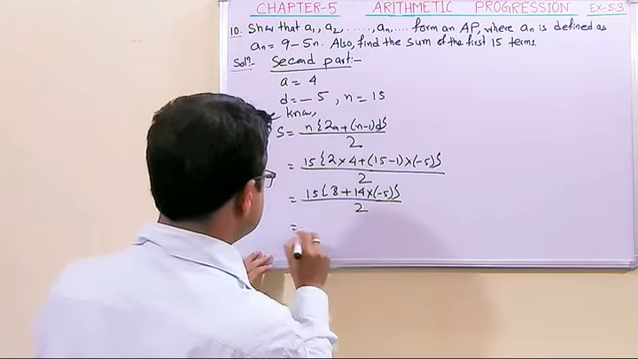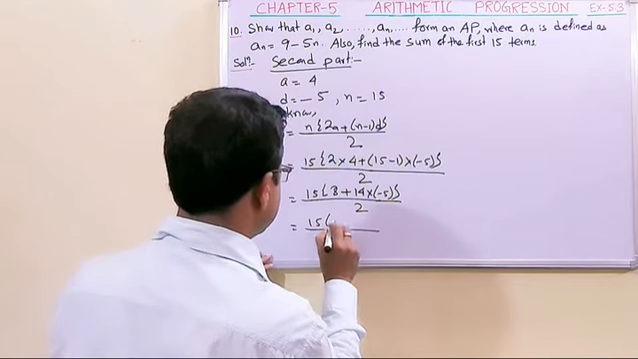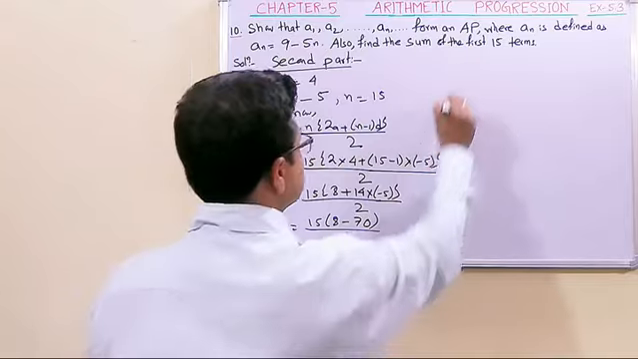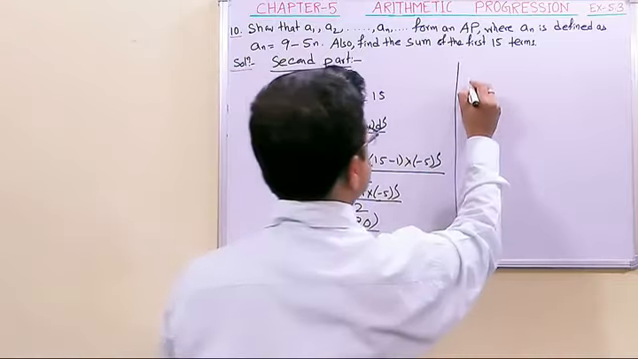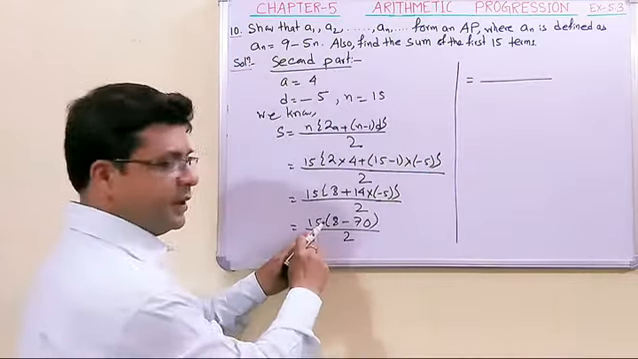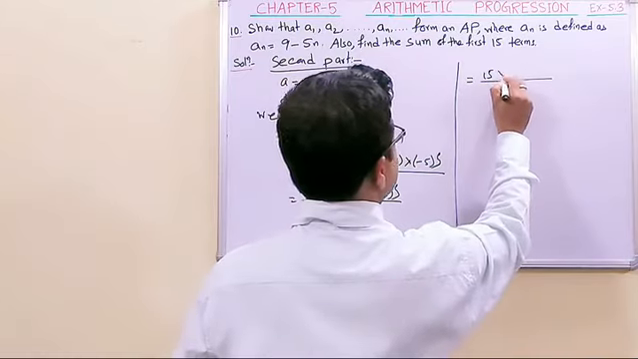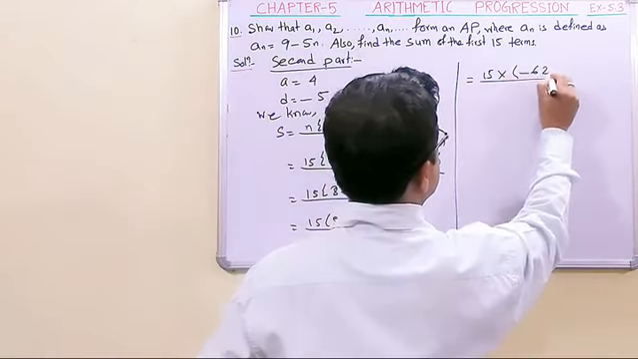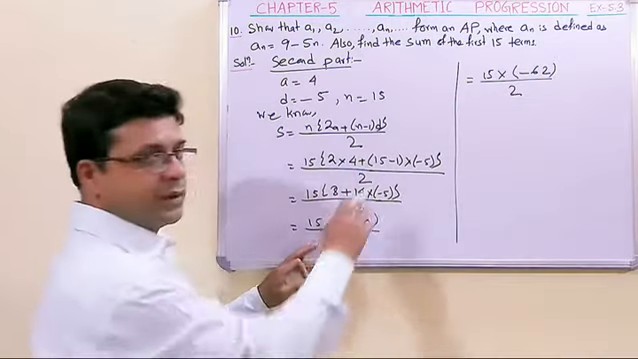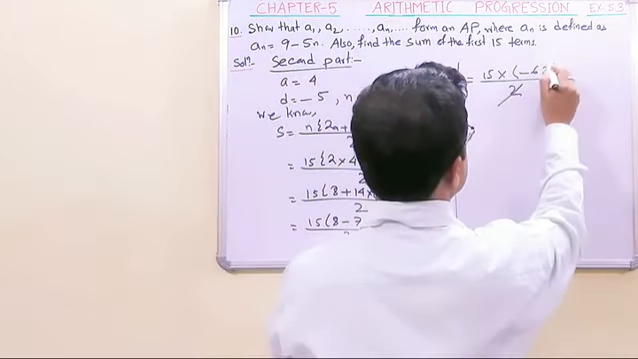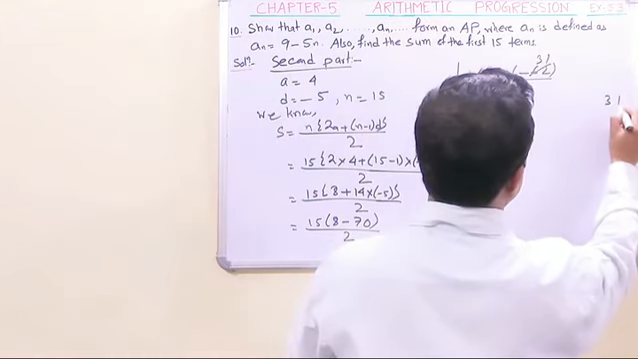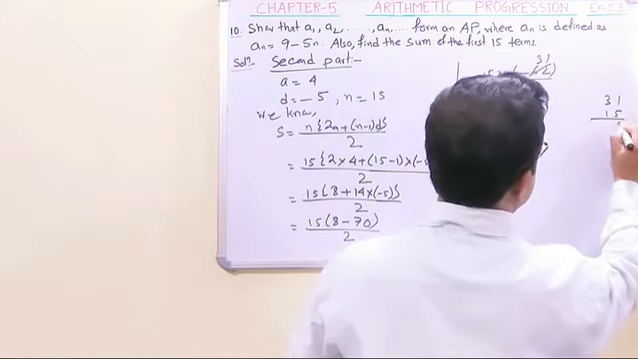This is very easy for you students. 15 into (8 minus 70) by 2. Now the remaining part let us do here. This is 15 into 8 minus 70, which is minus 62, divided by 2. Okay students, now let us simplify. This 2 and 62 gives 31. So the answer will be, let us multiply 31 into 15.